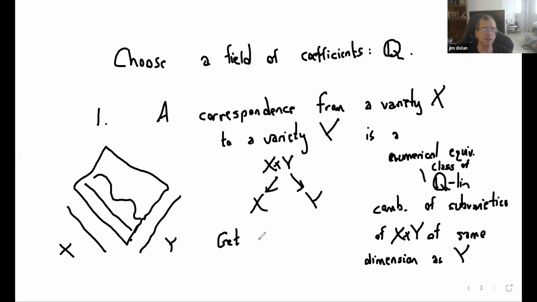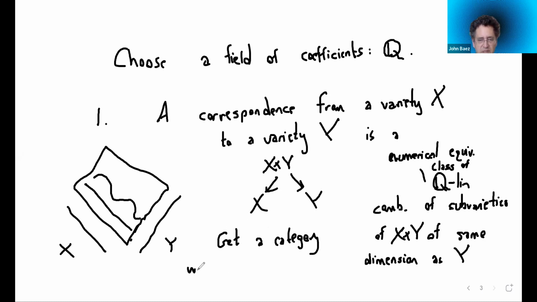So let's just pretend it's true, because I think it is true, that we get a category with these correspondences as the morphisms. I just want to make another interruption comment.